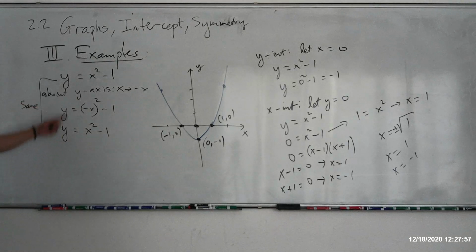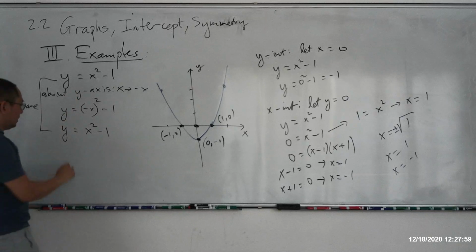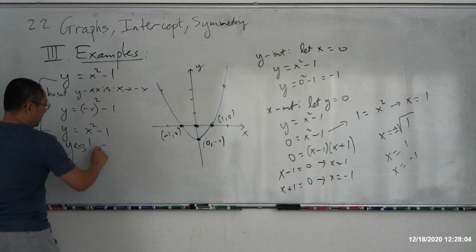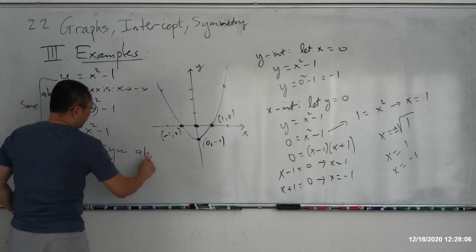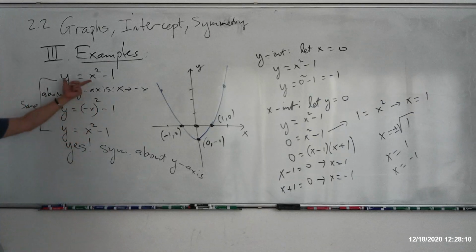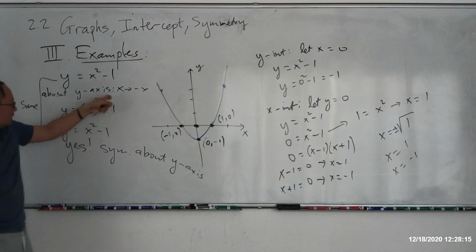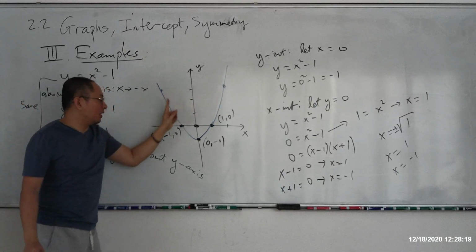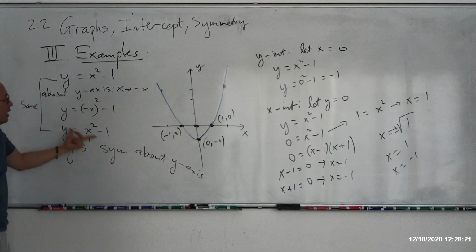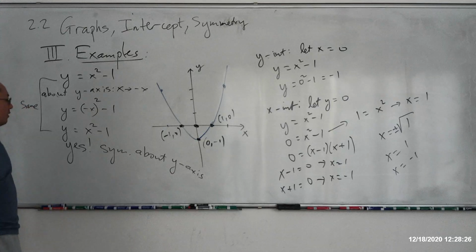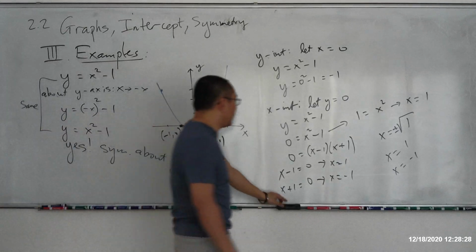And what does it tell you? Yes, it is symmetrical about the y-axis, because the algebra says so. The algebra shows us that whenever you change x to negative x, in other words, you are flipping the point about the y-axis, I still have the same equation and the same graph. So if you flip the point over the y-axis, you still have a point on the graph. It is symmetrical about the y-axis.